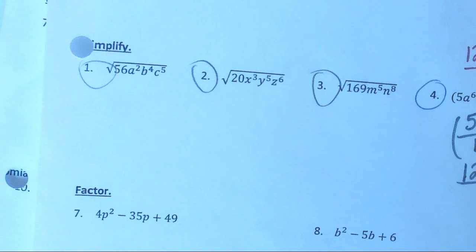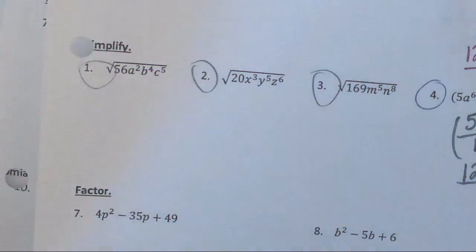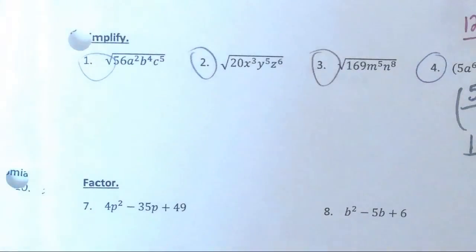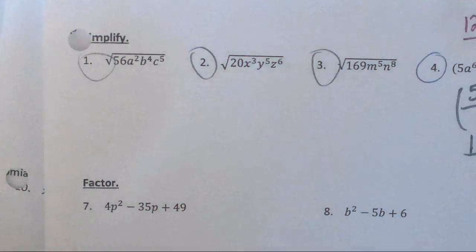Okay, number 1, I need 2 things that multiply to 56. If you tell me 8 and 7, I'm going to be mad because neither of those are perfect squares. So what 2 numbers, one of them needs to be a perfect square. Something else. 4 and what? 4 and 14.